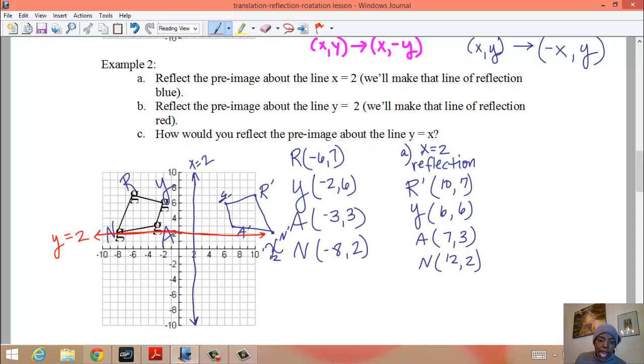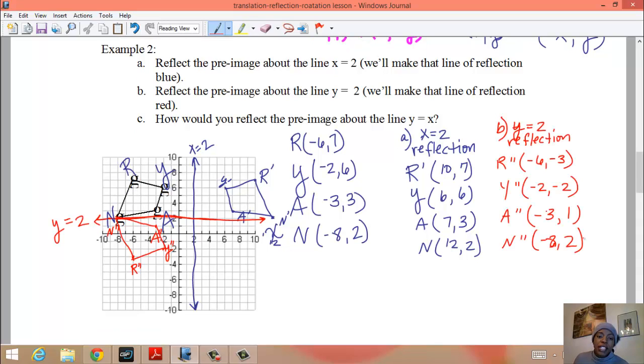listed all of the coordinates. A is 1 unit away from the line of reflection, so its image must be 1 unit away from the line of reflection. So A prime would be here. Y is 1, 2, 3, 4 units away, so its image must be 4 units away the other direction. 1, 2, 3. Okay, so now we have finished reflecting the pre-image with respect to the line y equals 2. I want you to notice that because point N was directly on the line of reflection, that means that its image has to also be directly on the line of reflection. So N and N double prime share the exact same point.